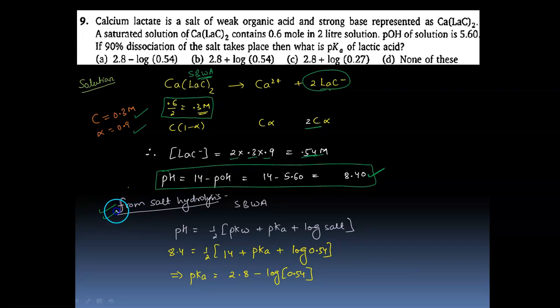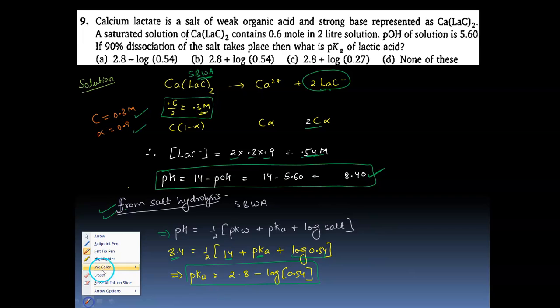So we can apply the formula for salt hydrolysis of a strong base and weak acid, which is pH is equal to 1 by 2 pKw plus pKa plus log salt. The amount which is dissociated is what is hydrolyzed. So putting pH as 8.4, 1 by 2 pKw as 7, pKa is what we need to find, and log 0.54. If we rearrange, the answer comes out to be 2.8 minus log 0.54. So we can see very clearly that for this question, the answer is A.